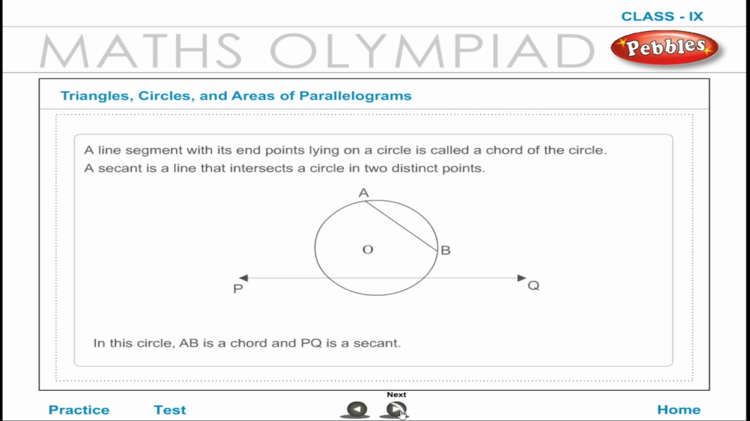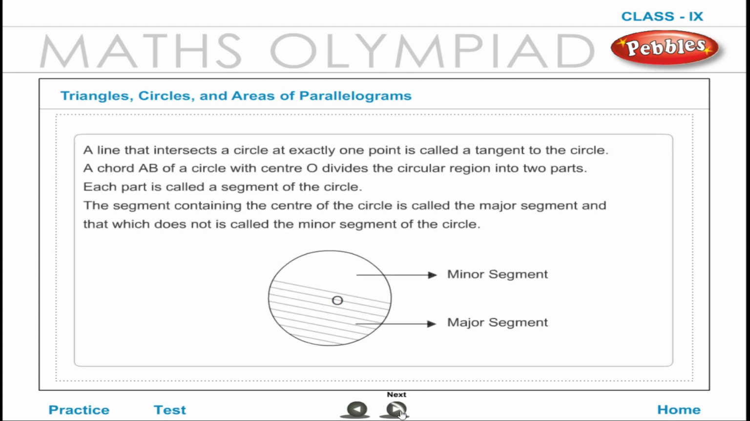A line segment with its endpoints lying on a circle is called a chord of the circle. A secant is a line that intersects a circle in two distinct points. In this circle, AB is a chord and PQ is a secant. A line that intersects a circle at exactly one point is called a tangent to the circle.